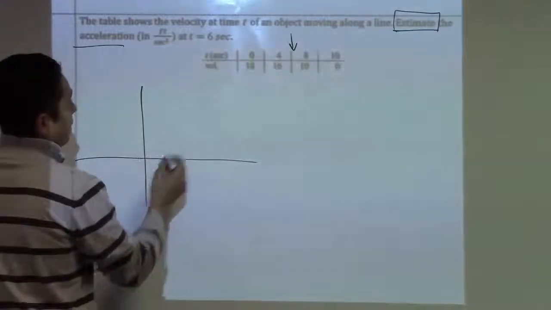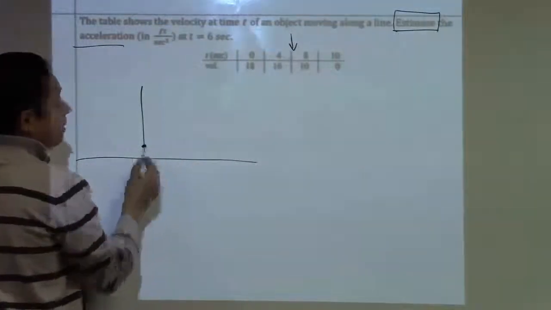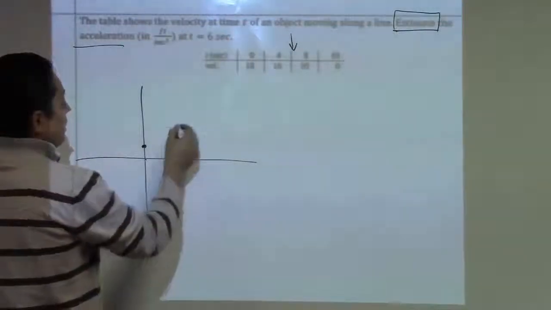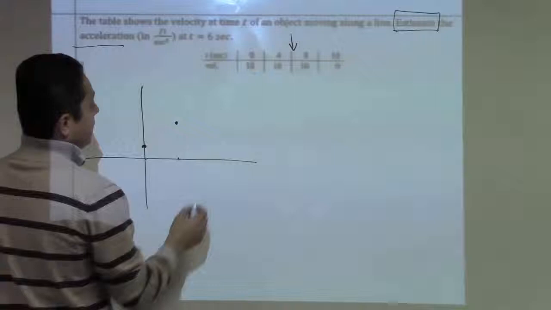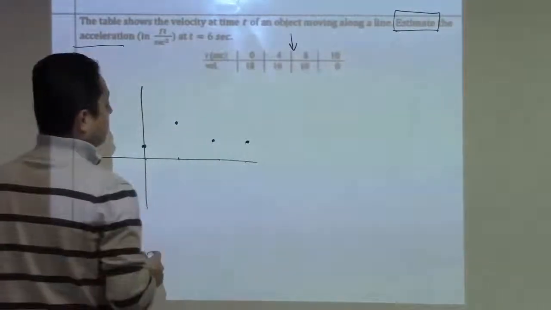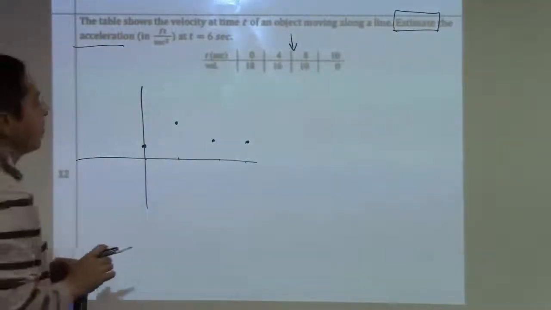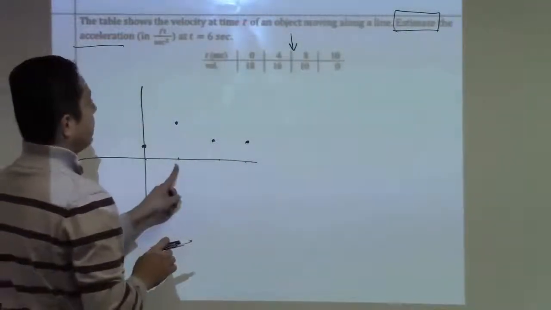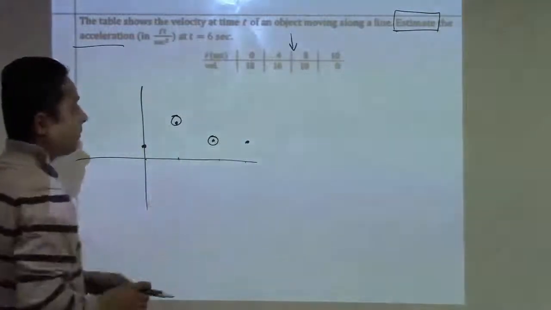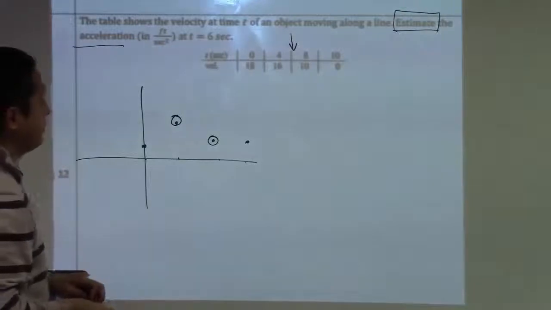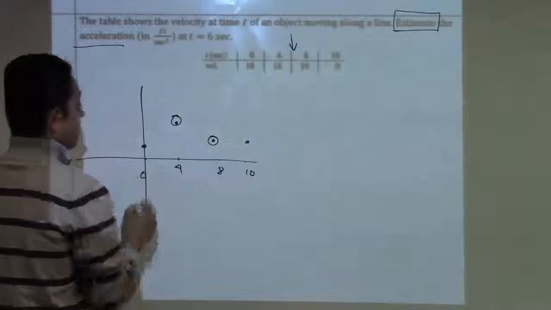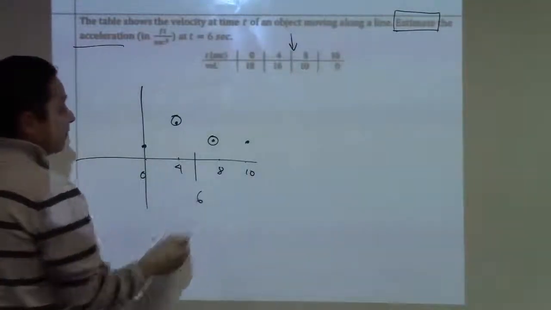So let's plug in 0 and 18. I'm just making this up so you can actually understand what's going on. 4 and 16 is here. 8 and 10 is somewhere here. Only snapshots. Now we're concerned between the 4 and the 8. 4 and the 8 are these 2 points right here. The 6 is somewhere there.